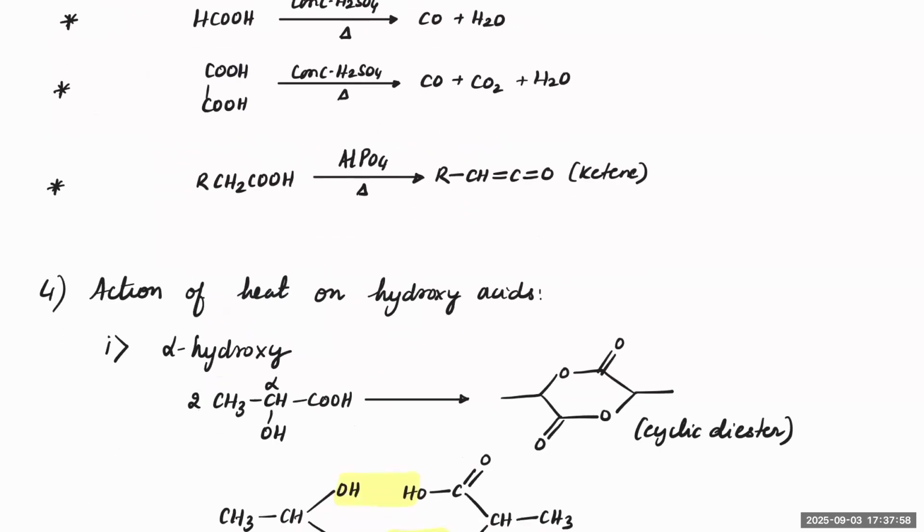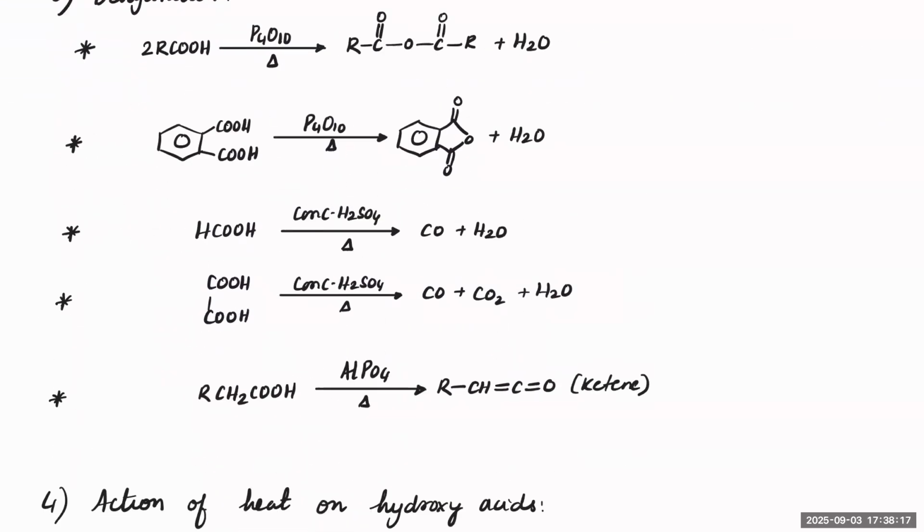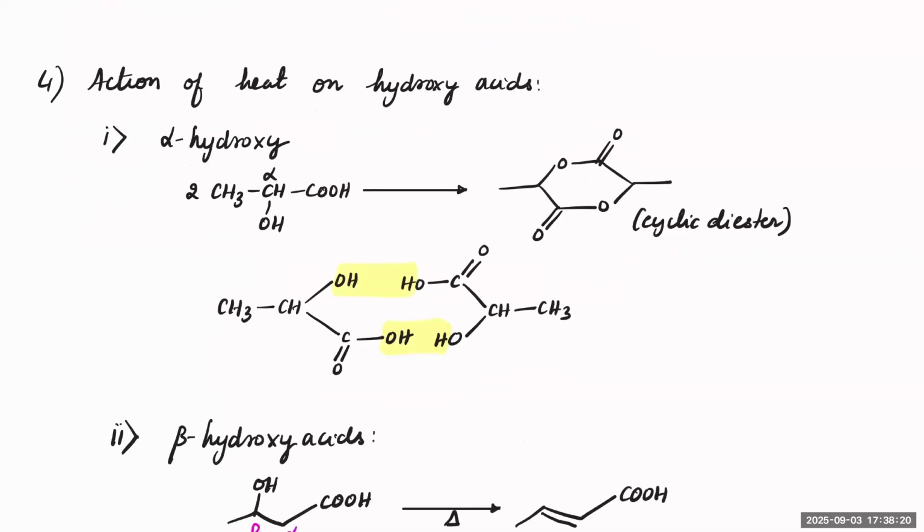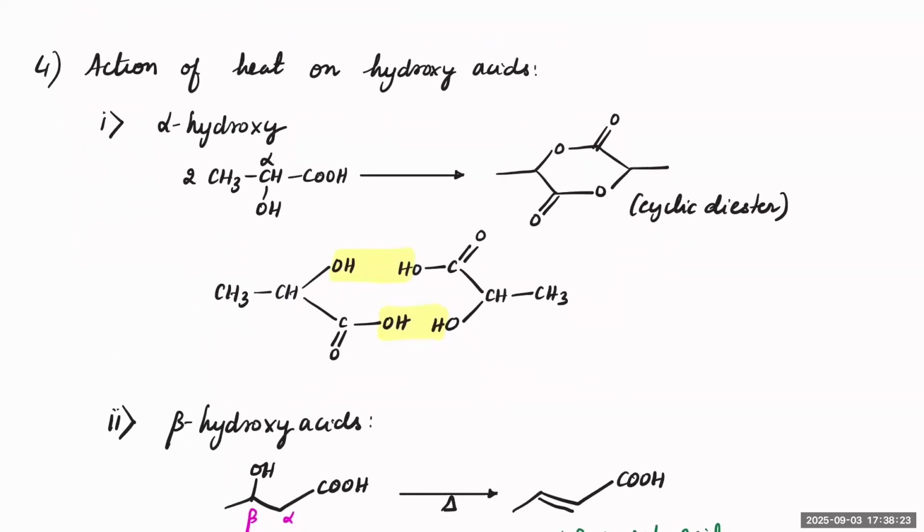Next, if I use aluminium phosphate, it will be responsible for making a dehydration here only, OH and H. If you remove that, you'll get a ketene. So aluminium phosphate will result in ketene formation. Okay, dehydration is clear. Now, the reaction which you will see here is about having a single hydroxy group on carboxylic acid. First, starting with alpha position. Imagine I have alpha hydroxy carboxylic acid.